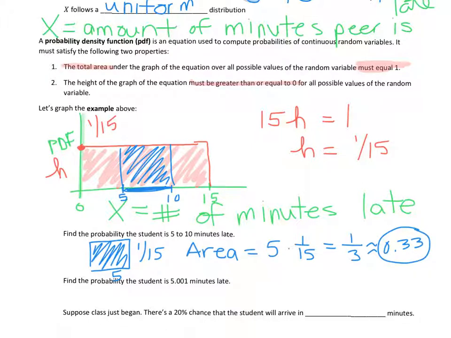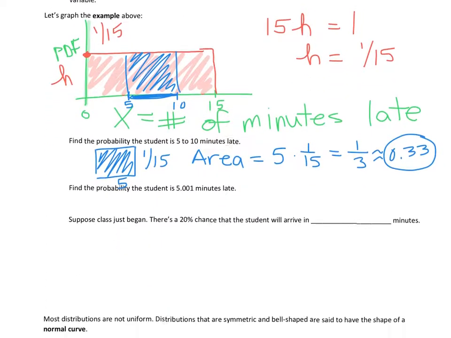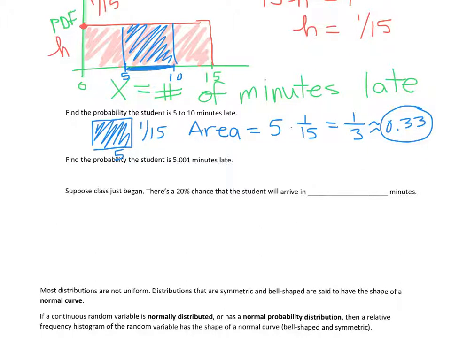And now let's consider this example. This next example illustrates why we need intervals. Let's say we find the probability the student is 5.001 minutes late. Really what that means is exactly 5.001 minutes late, so maybe that looks like 5.001 with zeros forever. So we want to know what's the probability of this one number occurring. Well, we know probability is area, right? But the base is just this one number.